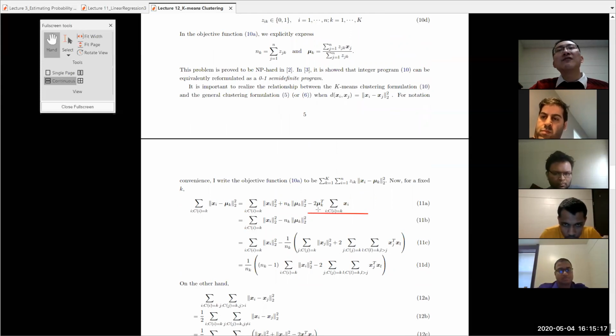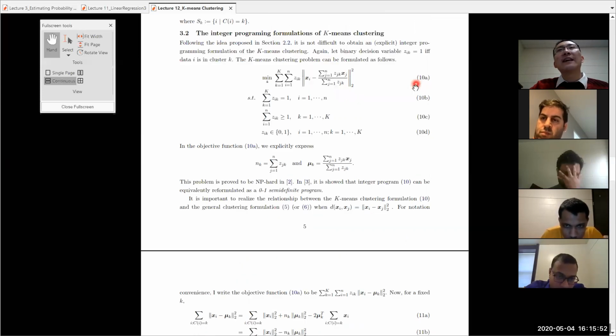This part is very simple, because it equals 2n mu k squared, see it? Because mu k equals the summation of them divided by nk, so 2n and n cancel. I have this part, minus n. And this part, again, mu k equals the summation of xi over i in k, Ci in k, divided by nk. So this part again equals this part. Then you do some very simple math and you're going to have this part. So here is the value of this, which comes directly from the objective function of 10a.